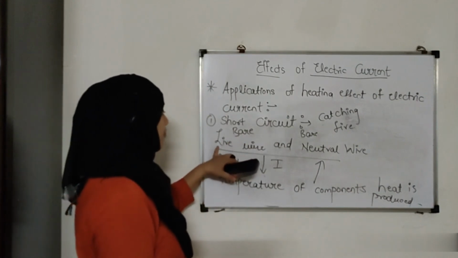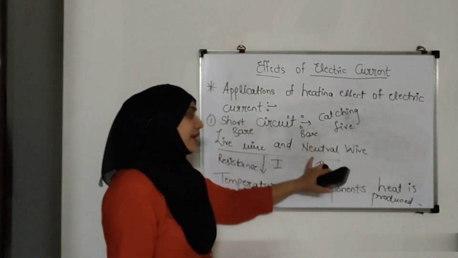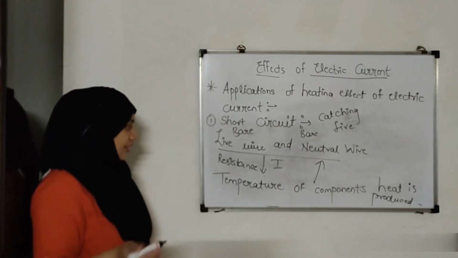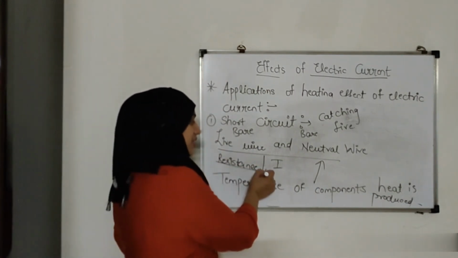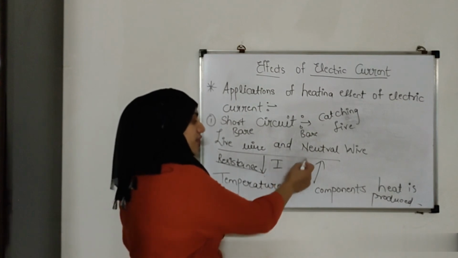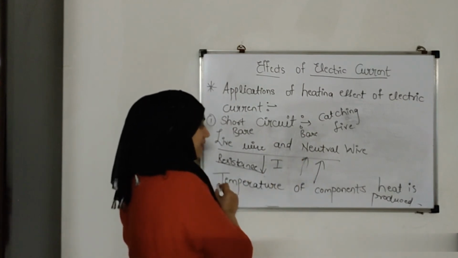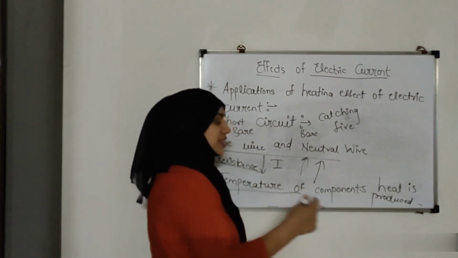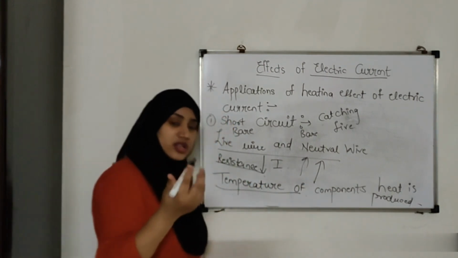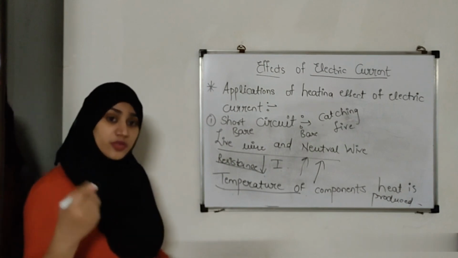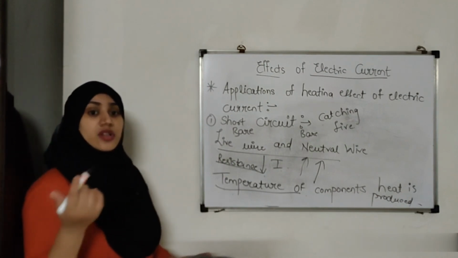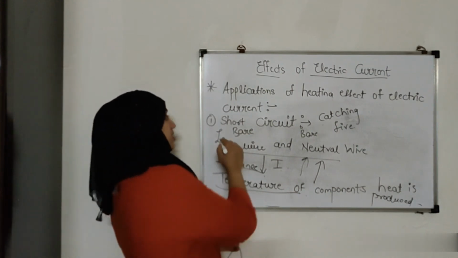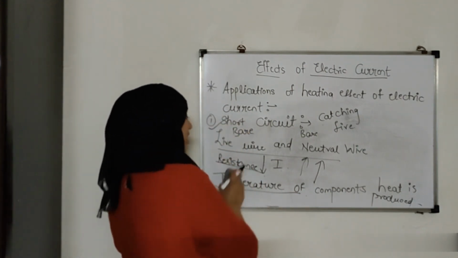When the bare live wire and the bare neutral wire come in close contact with each other, the resistance decreases and a large amount of current starts flowing through. Whenever there is a large amount of current, the temperature of the component starts increasing. Because of that, a large amount of heat is produced, and because of the production of heat, it catches fire. Okay, so this is short circuit, which usually happens.